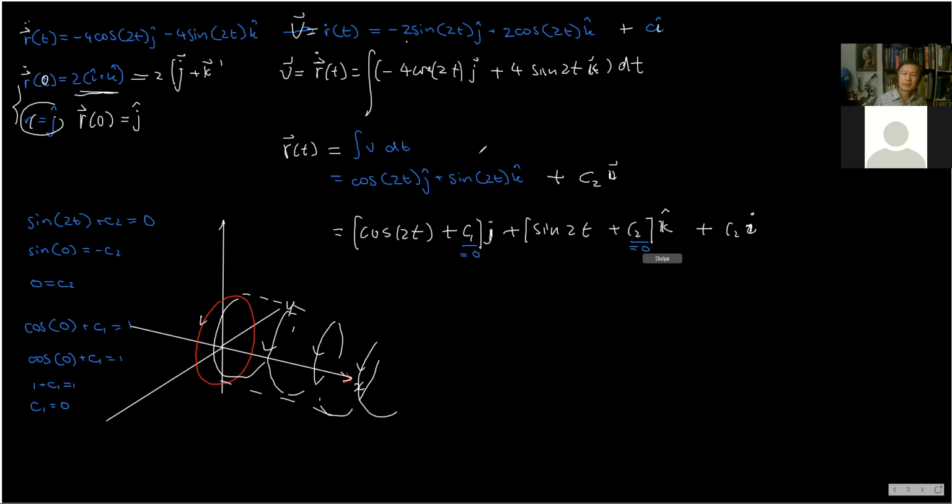Because that can be determined by the cosine. Cosine gives you plus 1. That's the trick here. If you see the initial condition, this becomes 1 plus C1, equals 1. So C must equal 0. Is that right? Yeah. Okay, that makes sense. Be careful, this is a bit tricky here, because cosine at time 0 is 1.